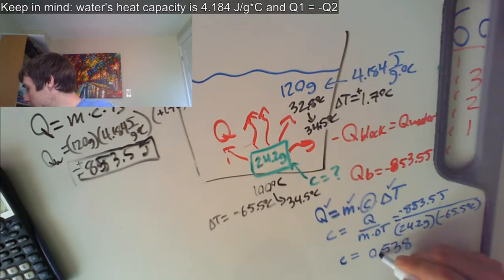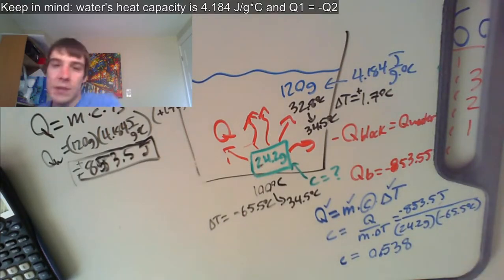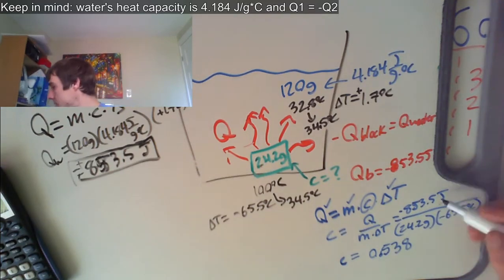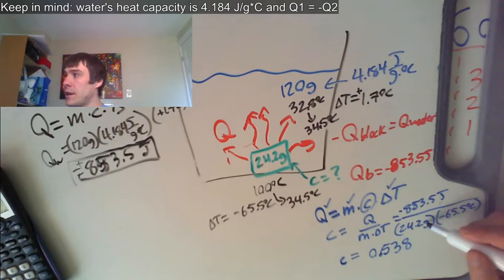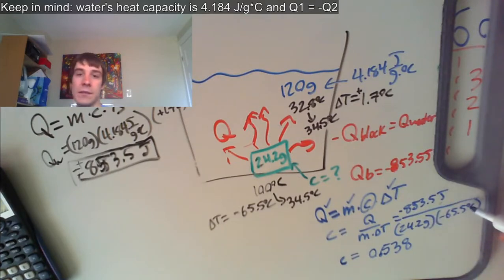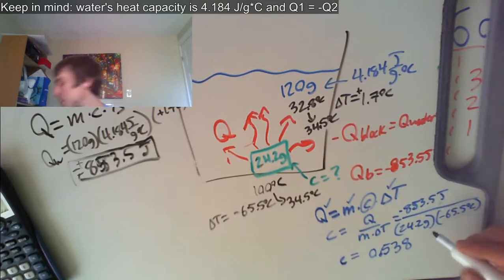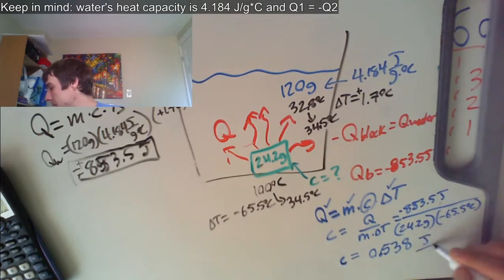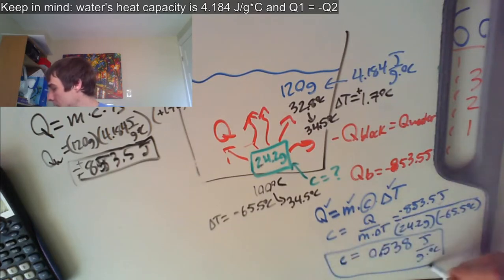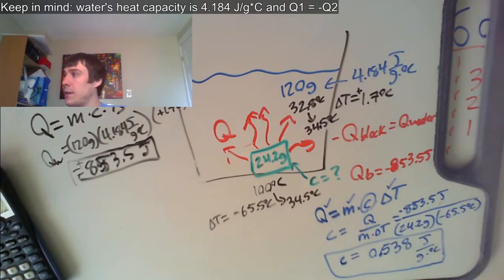0.538. And we need a unit on this thing. We need to figure out what unit our heat capacity is in. Well, look, it's joules per gram degree Celsius. It's right there in our problem. That's why we write units into our calculations. Joules per gram degree Celsius, which is what we expect heat capacity to be in. But it's always good to check, right? So we got 0.538 joules per gram degree Celsius.